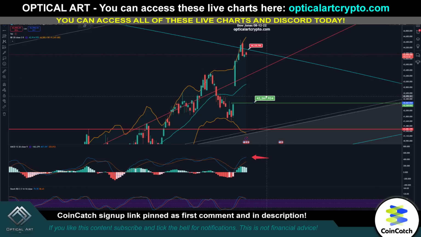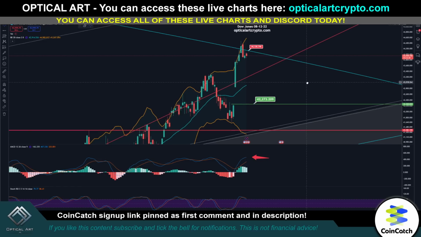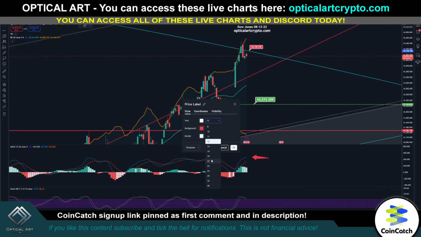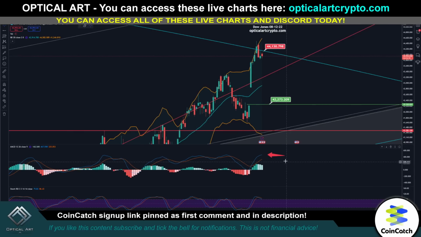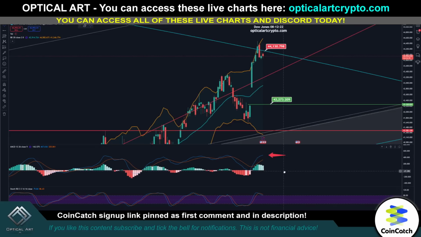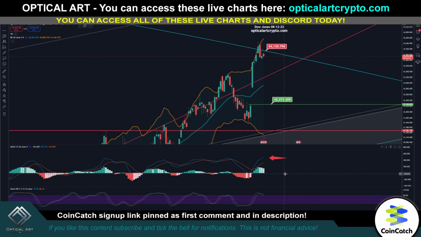So to fill that gap, we would have to come all the way down to 42,273, and again, that's a pretty substantial drop, all the way down from 44,130 to 42,273. Take note the MACD is way overextended, as well as the RSI below. So I'm just saying it is very possible we could come down and fill that gap.